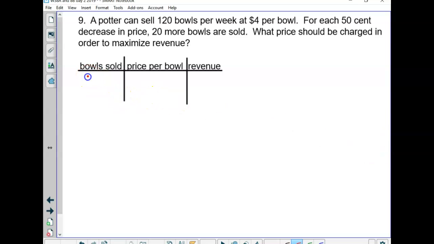So we have 120 bowls at $4 a bowl. For each 50-cent decrease, so this is going to go down to $3.50. 20 more bowls will be sold, so this will go up to 140. Okay, 4 times 120 is $480. 140 times $3.50. Did anybody try that yet? 7 times 70. $490, I think. Is that right?